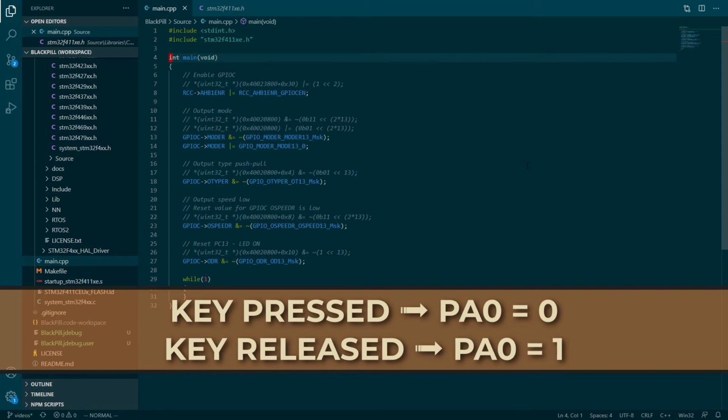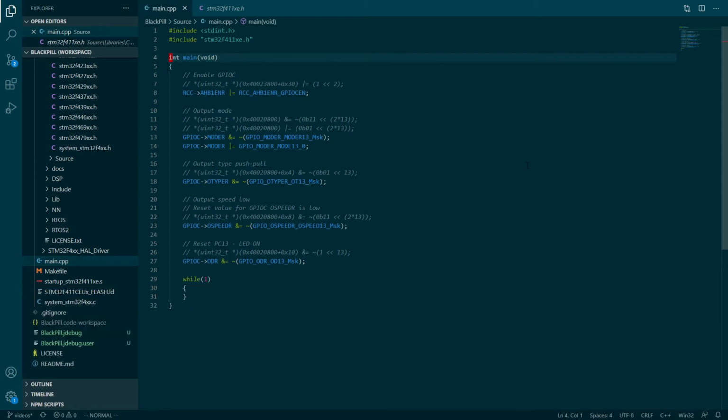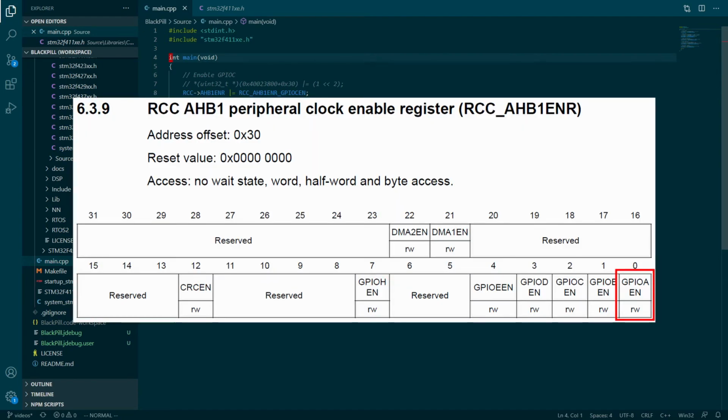So once again, we get a low state when the key is pressed and a high state when the key is released. With knowledge about how to set up and control outputs on our BlackPill board, setting inputs is very easy and requires just a few lines of code. To configure the GPIO PA0 pin to input mode, first we need to enable the GPIOA port. This we do by setting the GPIOA enable bit in the AHB1 enable register.